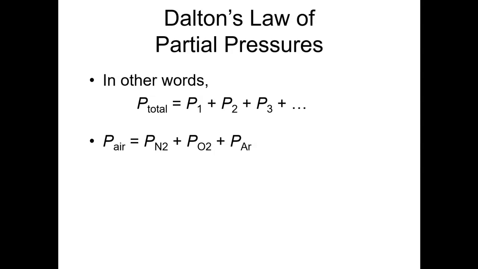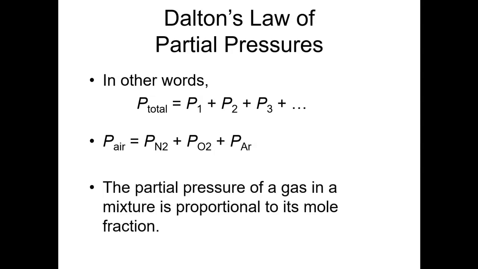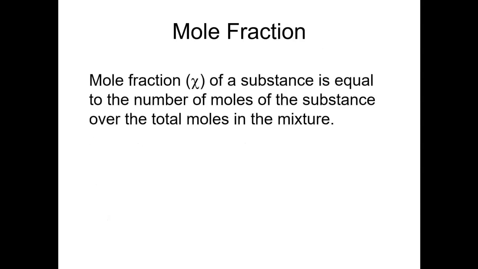The other thing we're going to learn here is that the partial pressure of an individual gas in a gas mixture is directly proportional to what's called its mole fraction. This is a different way of expressing concentration. It is given the symbol chi, the Greek letter chi. The mole fraction of a substance is equal to the number of moles of that substance over the total moles of all substances in that mixture.